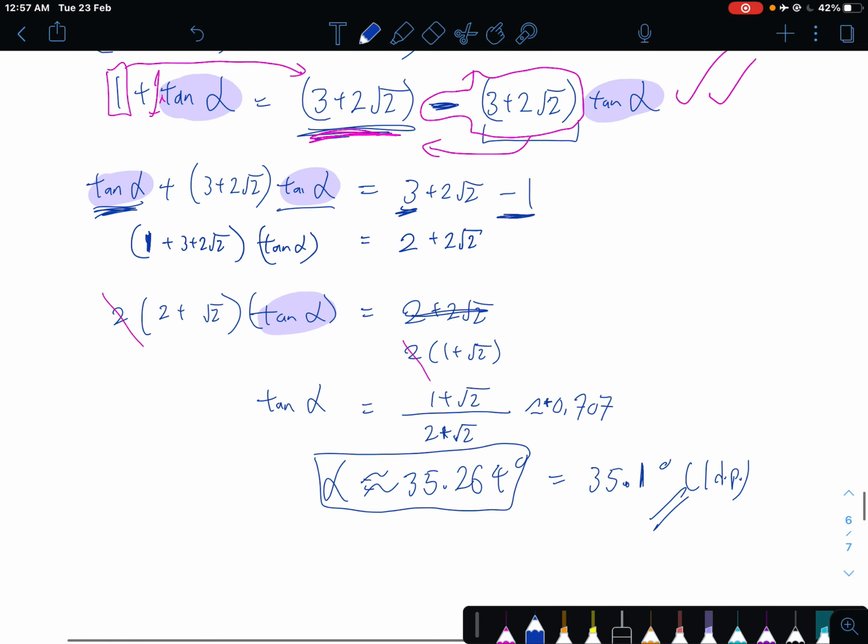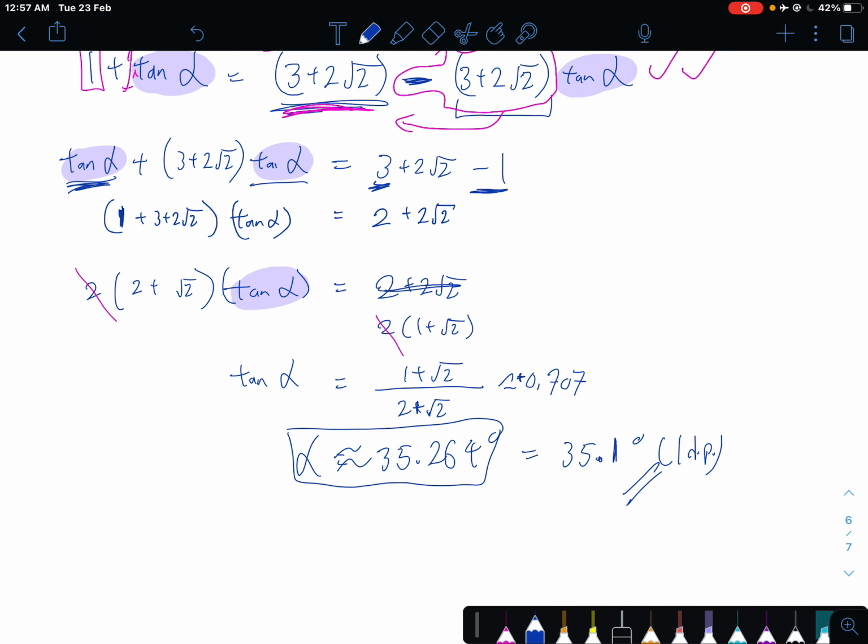Good. Now, can you make tangent alpha the subject? Of course you can. You got tangent alpha as the subject. Make tangent alpha the subject. But you have this extra factor 1 plus 3 root 2, right? So you just have to bring it over.